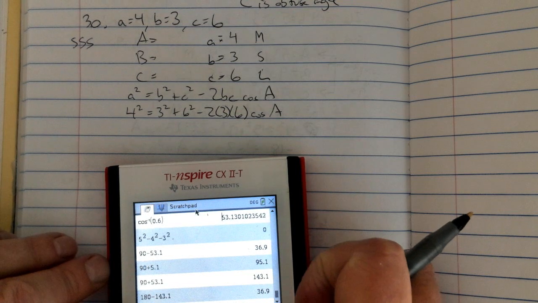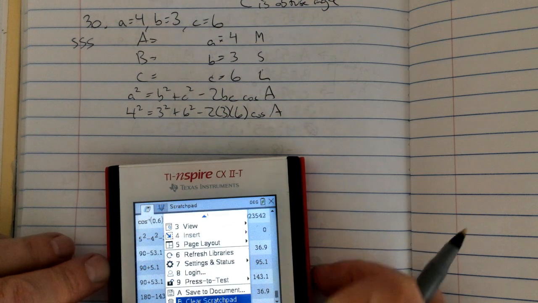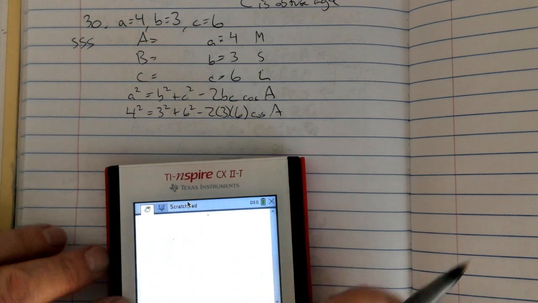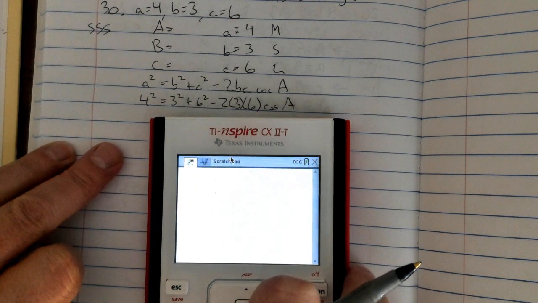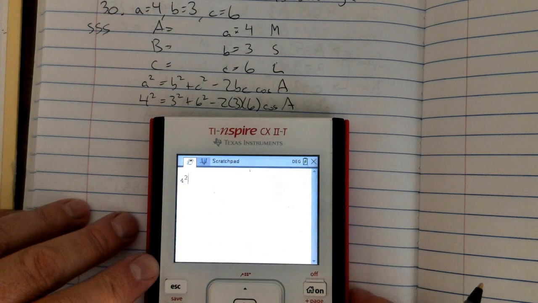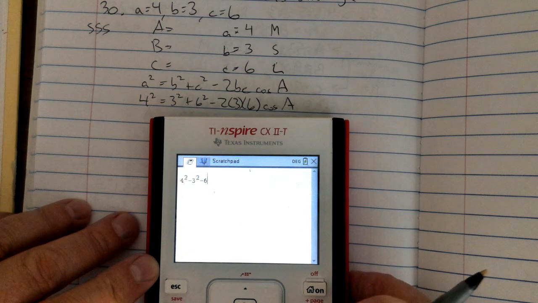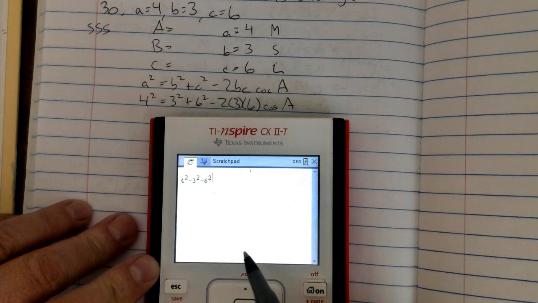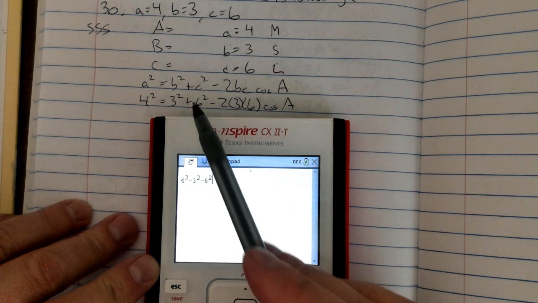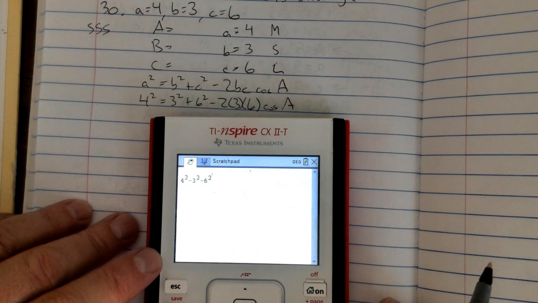So, clear my scratch pad. We're doing 4 squared minus 3 squared minus 6 squared. Since these are not negative numbers, I'm not putting parentheses.